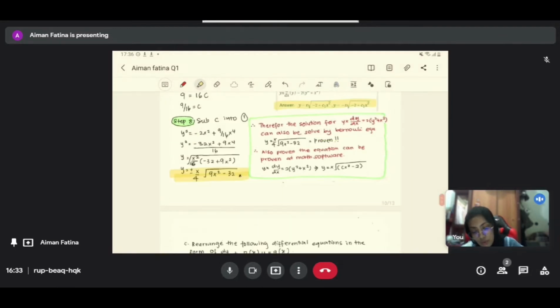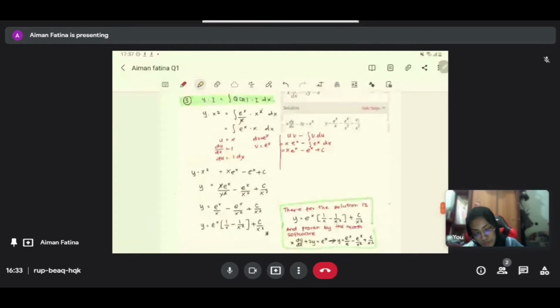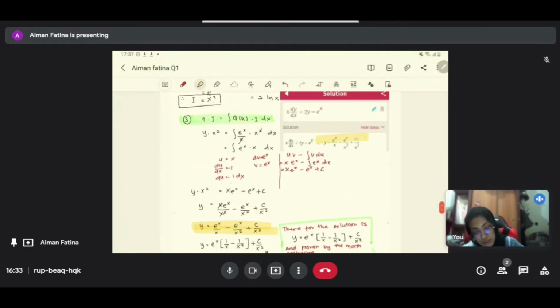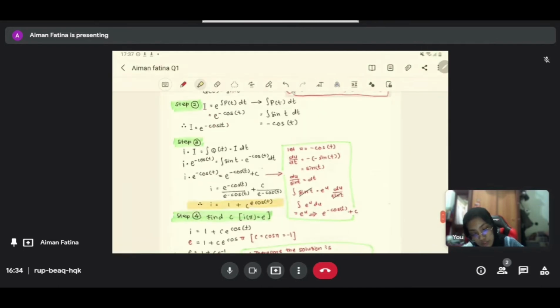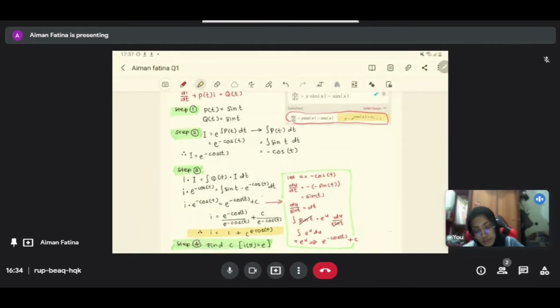Question 1C is actually using LDE. The final answer here is the same as the simulation. And for C number 2, the final answer is also the same, but in the simulation I am using Y and X, while in here I am using I and T.